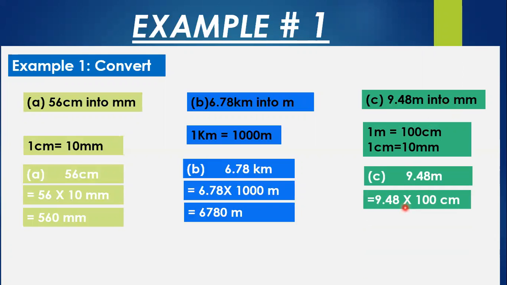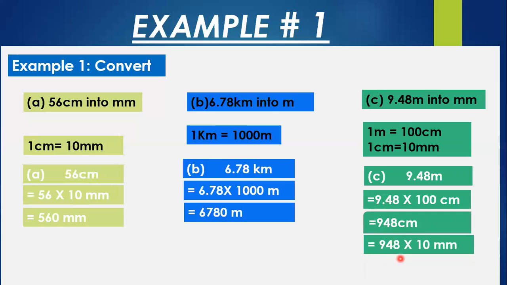So 9.48 multiplied by 100, you will get the answer 948 centimeters. Okay, 948 centimeters, then we will convert 948 centimeters into millimeters. So we have to multiply by 10 here. So you will get the answer 9480 millimeters. Okay, let's take another example.